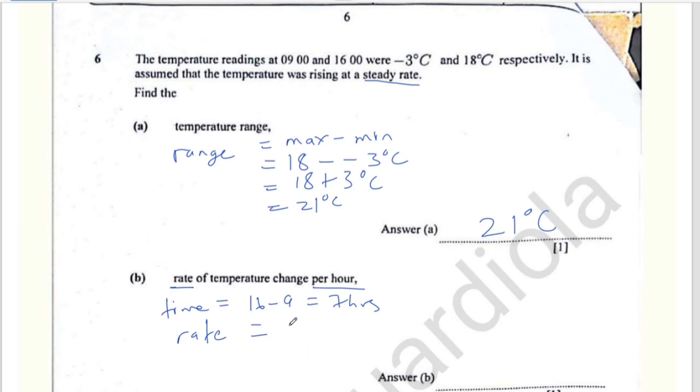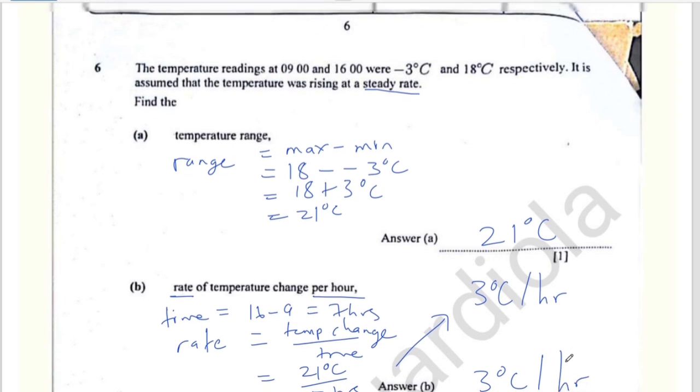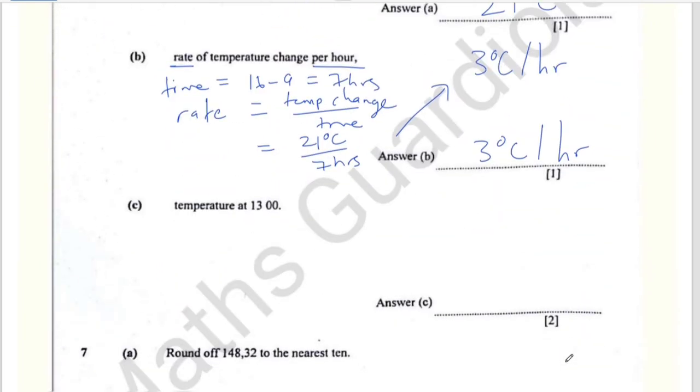So we take our range, the temperature range which we already calculated, which is 21, and the time which we already calculated, which is 7. So the temperature change over time is 21 degrees over 7 hours. We divide 21 by 7, and we find 3 degrees Celsius per hour. Don't forget to put the units: 3 degrees Celsius per hour. It means that the temperature was increasing steadily at a rate of 3 degrees Celsius per hour.